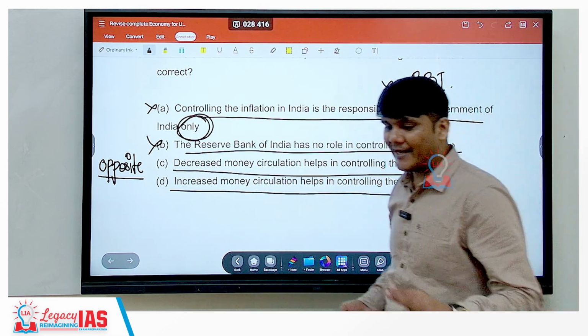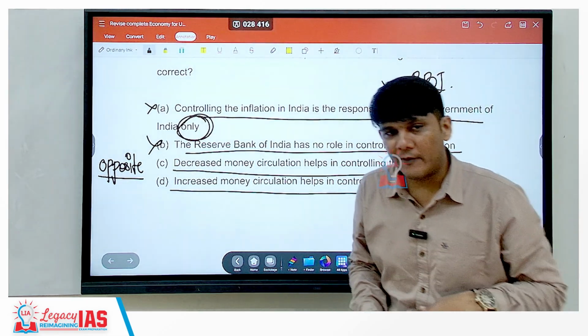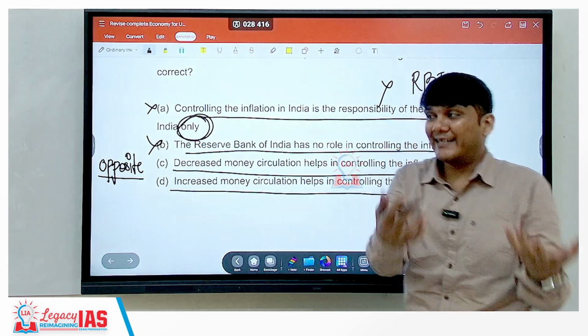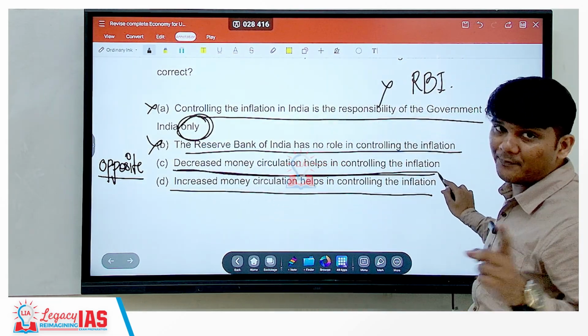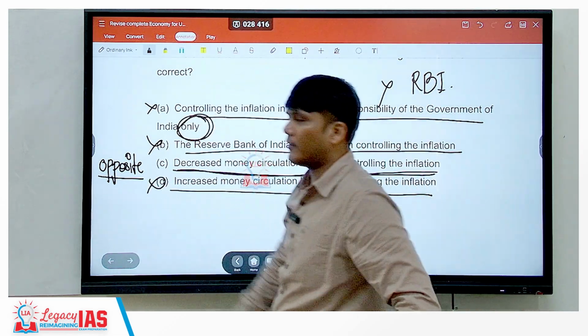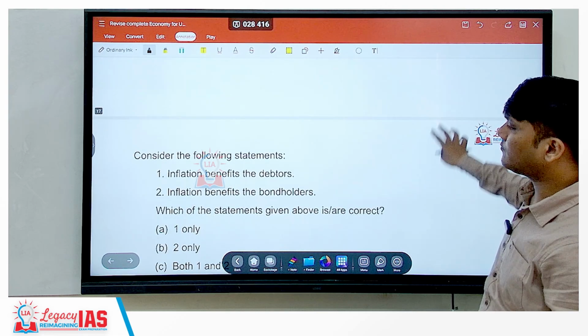Yes. As I said, inflation is what? More money chasing less goods. So to control inflation, what you have to do? Remove the money from the economy. That means decrease the money circulation in the economy, and that will help inflation. Increased money circulation will not help inflation. It will create more inflation. I hope that's absolutely clear.